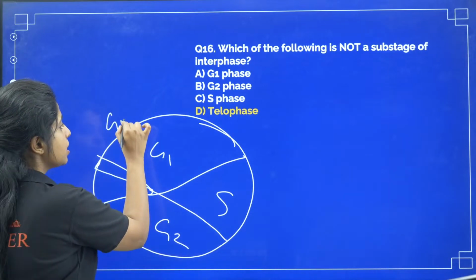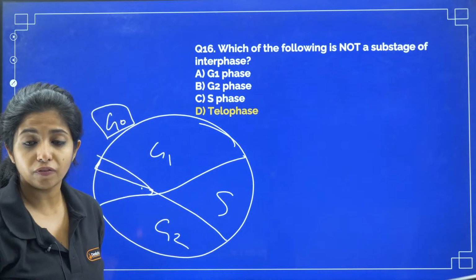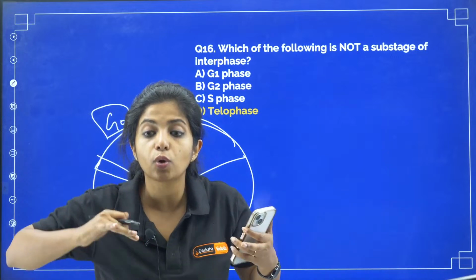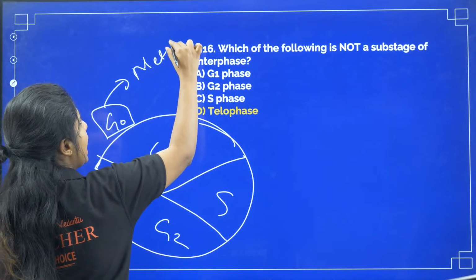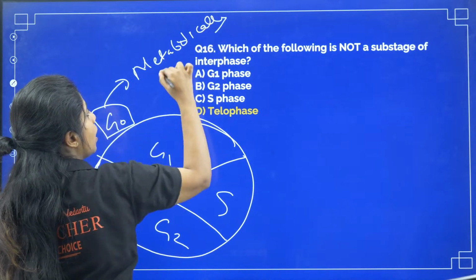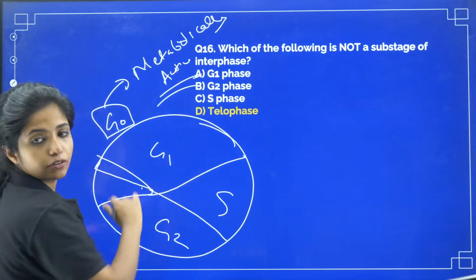And there is a G0 phase. The cells which are entering the G0 phase do not want to undergo division. They're just there. In G0 phase, you say cells are metabolically active. Remember that. They are metabolically active, my dear children.